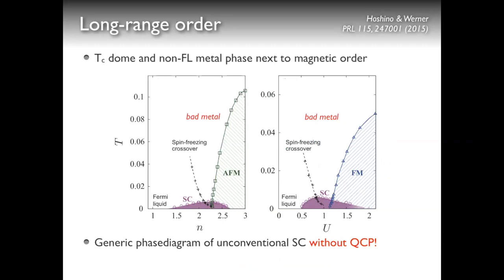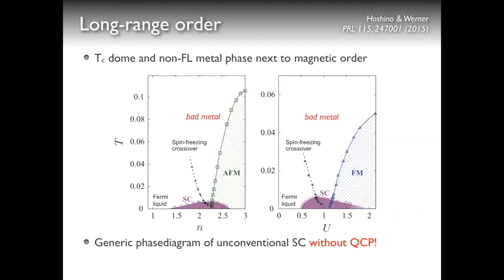Now I show cuts of this phase diagram at fixed interaction as a function of filling, and at fixed filling as a function of interaction. And now you can see that this spin freezing gives us the generic phase diagram of unconventional superconductors. Namely, we have a magnetic phase which comes down as we change doping or interactions, and a superconducting dome next to this magnetic phase. And this dome peaks in the regime where we have the spin freezing crossover.